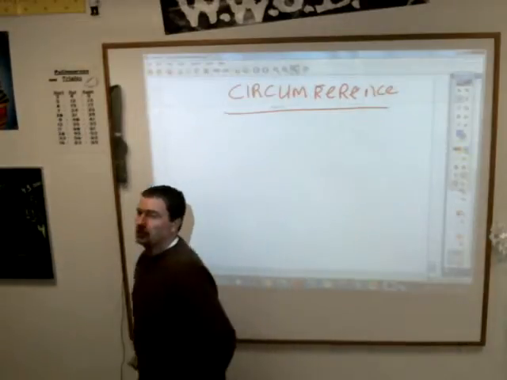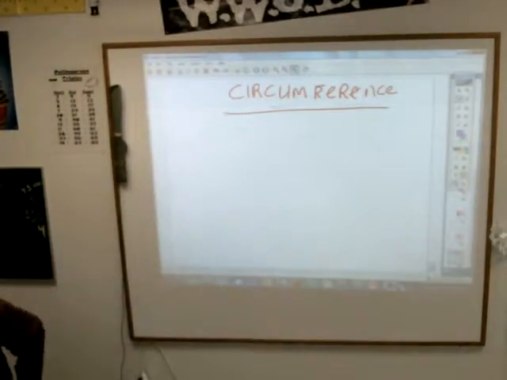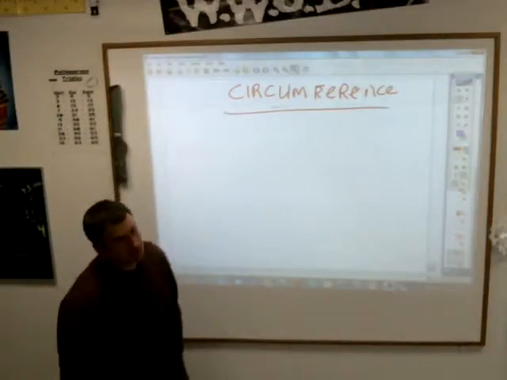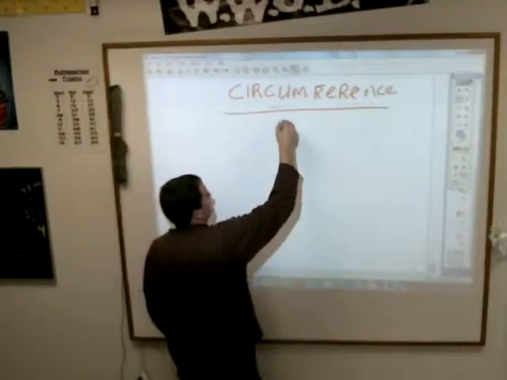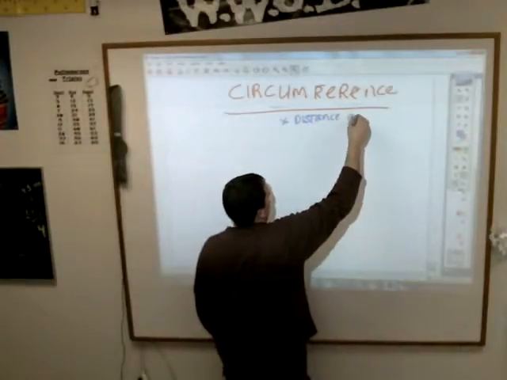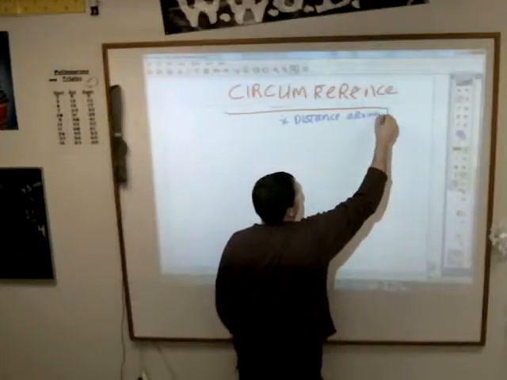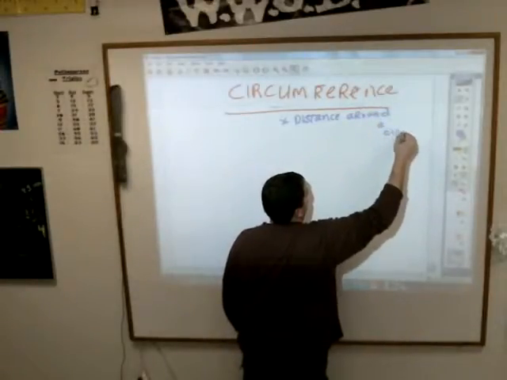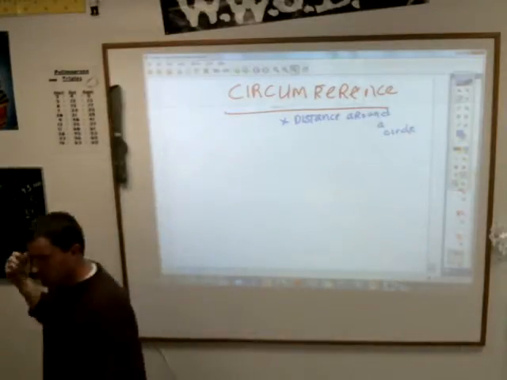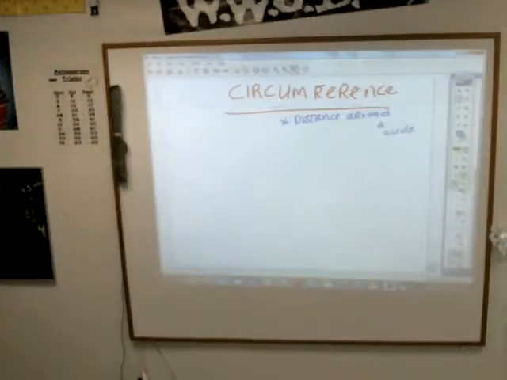By the word circumference. Gabri? Yes. What does circumference mean? Yeah, it's the distance around a circle. Distance around a circle. It is the same thing as asking for the perimeter of a circle, except we don't ever ask for the perimeter of a circle, ever. We always call it the circumference.